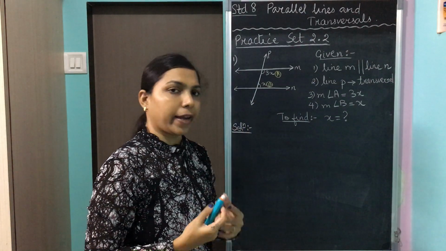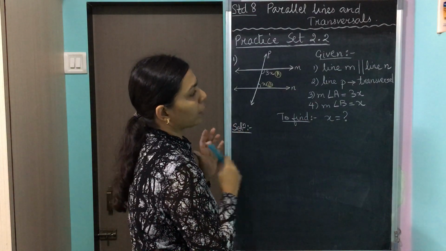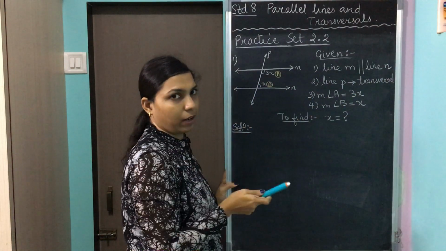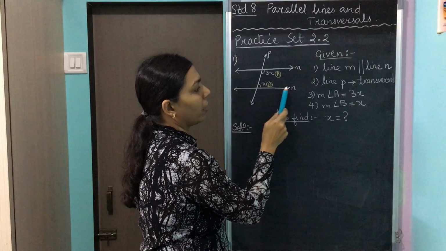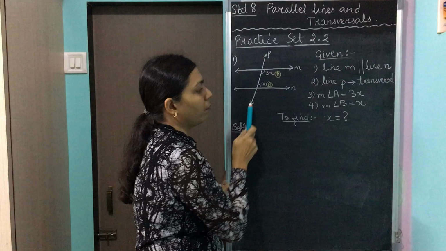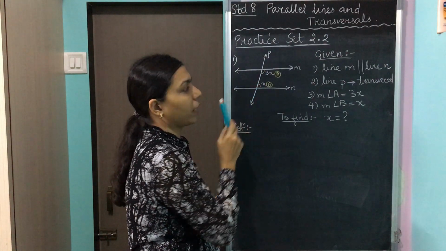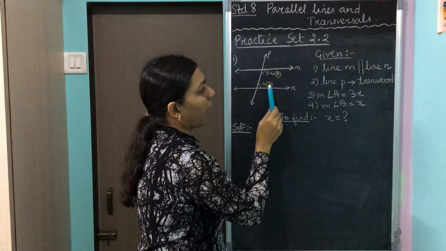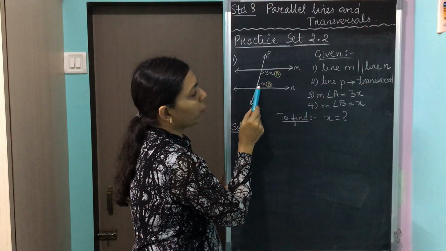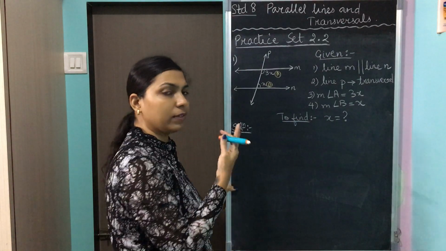Now what exactly is given in this first sum? You have a diagram which is drawn. It is told to you that your line M is parallel to line N. So this line and this line are parallel to each other. Line M is parallel to line N, and line P is your transversal. You are given measurements for this angle and for this angle. Let's name them A and B. Your measurement for angle A is 3x and your measurement for angle B is x, and you have to find out the value of this x.